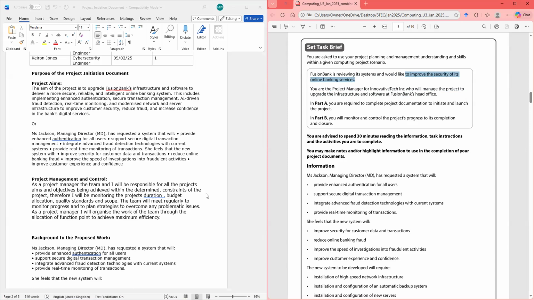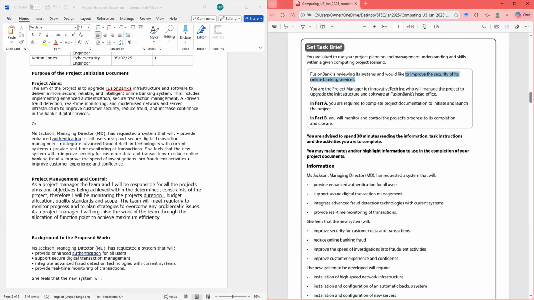Within the determined constraints of the project. So you can talk about the constraints, but this is a generic one. You can just use it as well and just adjust it as you would want to. You're going to say the team will meet regularly, monitor progress, and plan strategies to overcome problems and issues. As a project manager, I will organize the work of the team through an allocation of function points to achieve maximum efficiency, right? And we use the Gantt chart also to ensure that work is done efficiently.